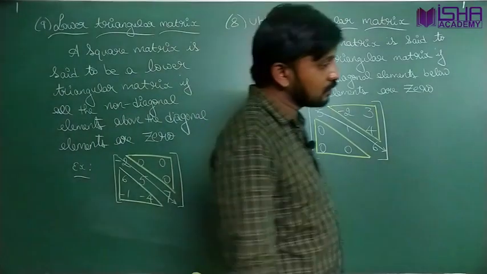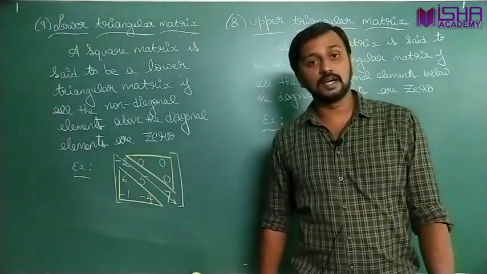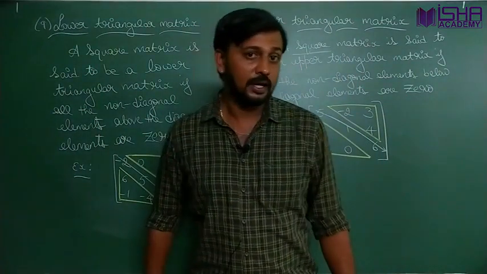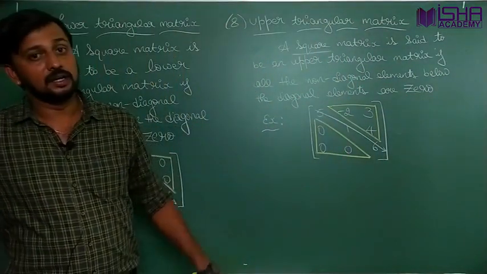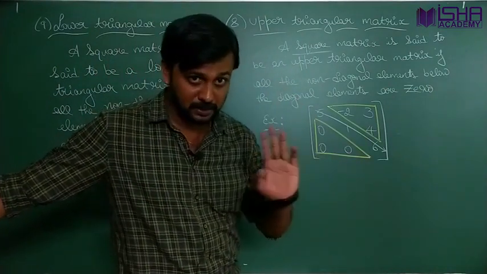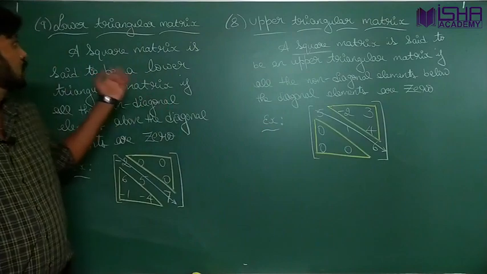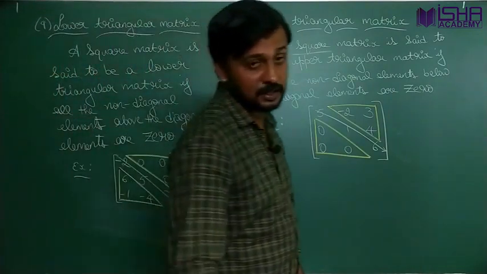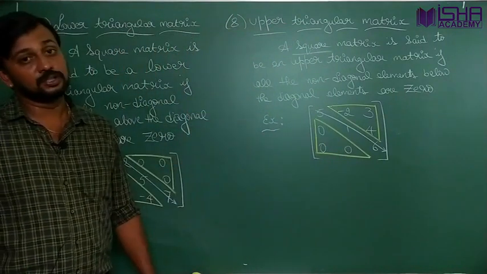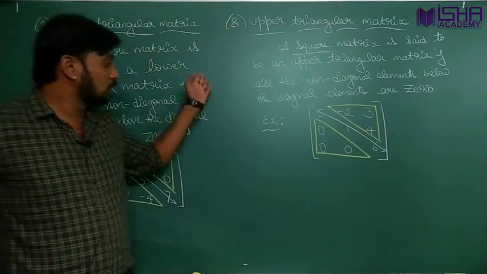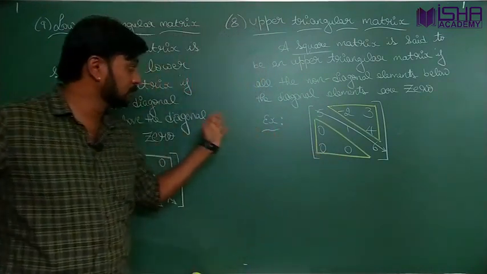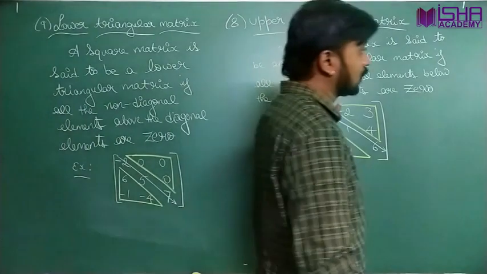Next, after square matrix comes diagonal matrix. What is a diagonal matrix? First of all, it must be a square matrix, and all the non-diagonal elements should be 0. That means only the principal diagonal elements should be present. Right? Next, scalar matrix. For a scalar matrix, it must be a diagonal matrix in which all the principal diagonal elements are the same.